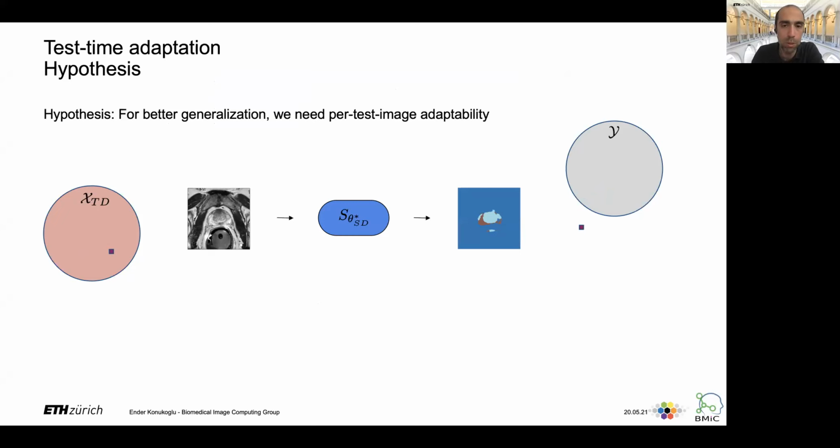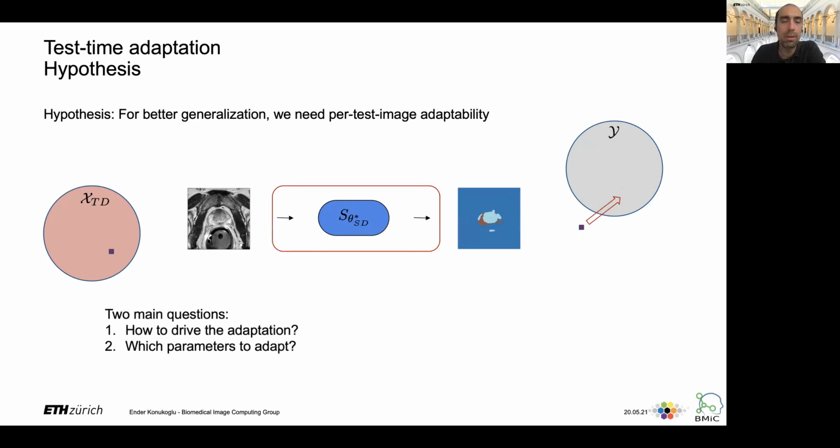Effectively, for this image, for example, the data augmentation was not able to capture it, so the segmentation result is quite bad. What you want is to adapt the algorithm such that you push the segmentation inside the plausible segmentations. And there are really two questions here. First, how to derive the adaptation, and second, what parameters should you adapt?